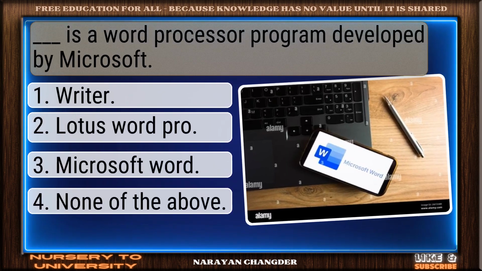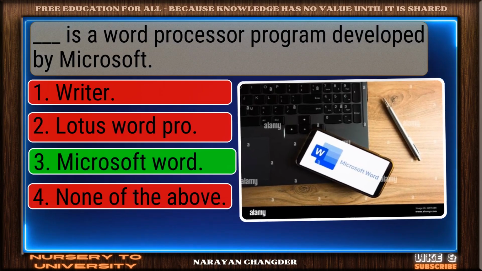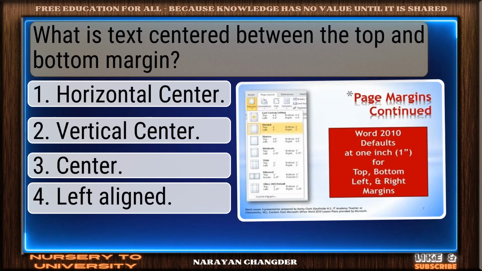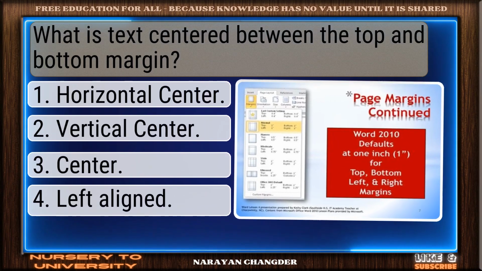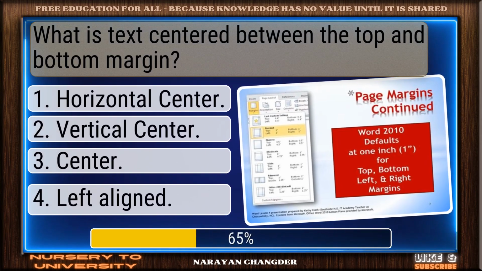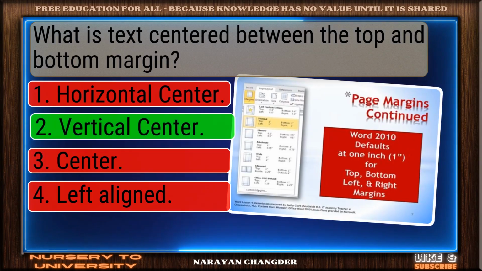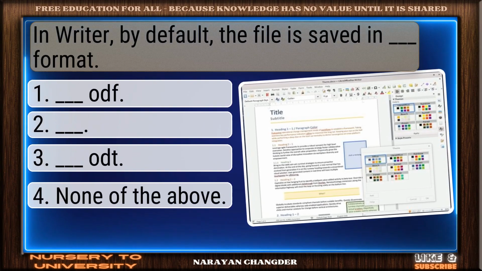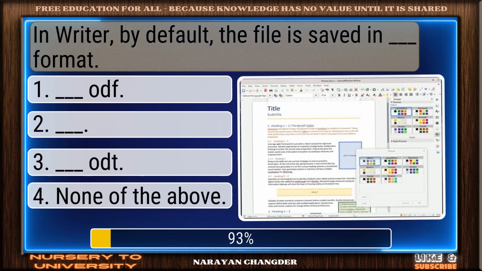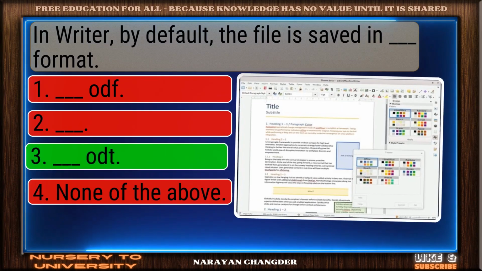Dash is a word processor program developed by Microsoft. Excellent choice. Microsoft Word is the right answer. What is text centered between the top and bottom margin? You got it. Your choice vertical center is right. In Writer, by default, the file is saved in dash format. Clear logic. Your choice ODT is sound and 100% true.